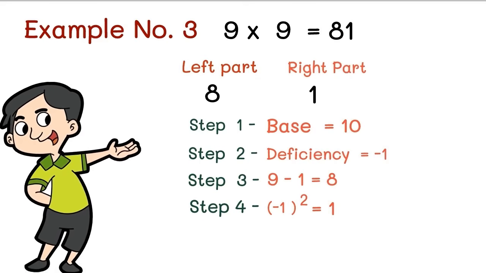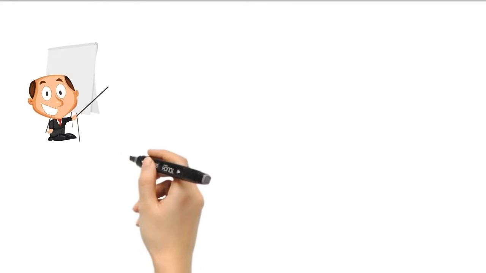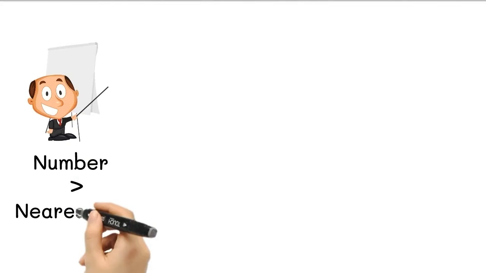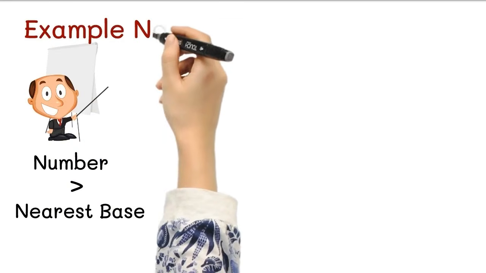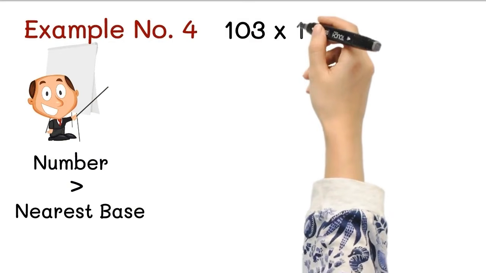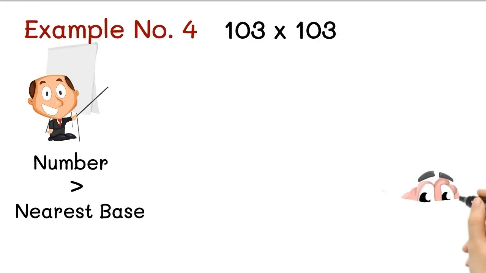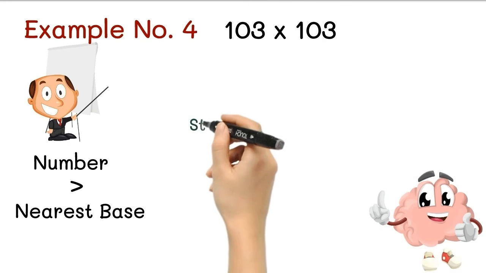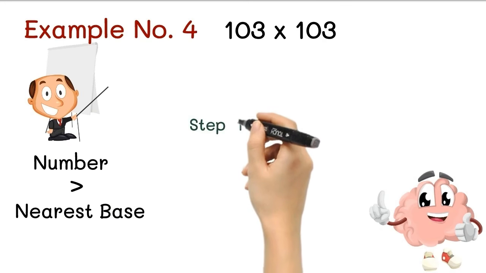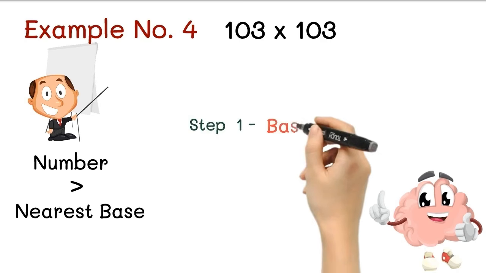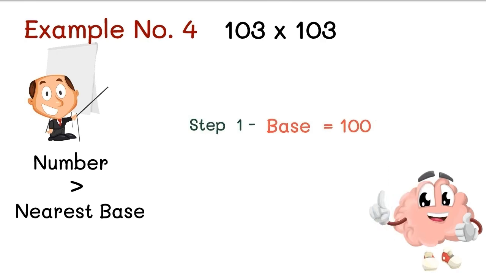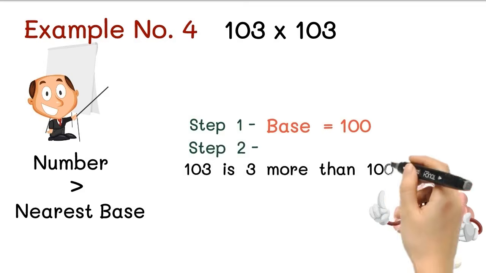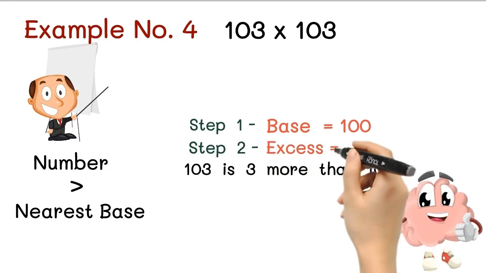and bigger numbers. Now let's take an example in which the number is greater than the nearest base. Example is 103 multiplied by 103. Again we will use the same method but in a different way. Let's find out the nearest base, which is a power of 10. So the base is 100. Now find the excess. 103 is 3 more than 100. So the excess will be plus 3.